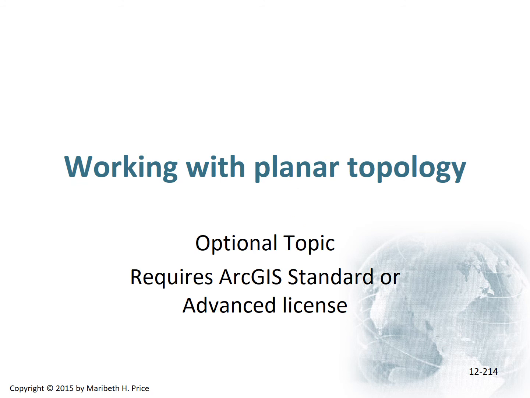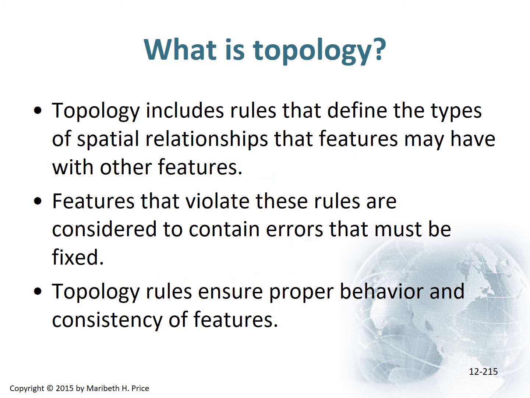Planar topology. It's one of the early on parts of what we do, or what we'd like to think we do. It depends really on what you're working on, but if you're working on certain data sets, understanding and implementing topology is really fundamental to being successful. So what is it? Rules that define the types of spatial relationships that features may have with other features. Features that violate these rules are considered to be errors, and it ensures behavior and consistency of features.